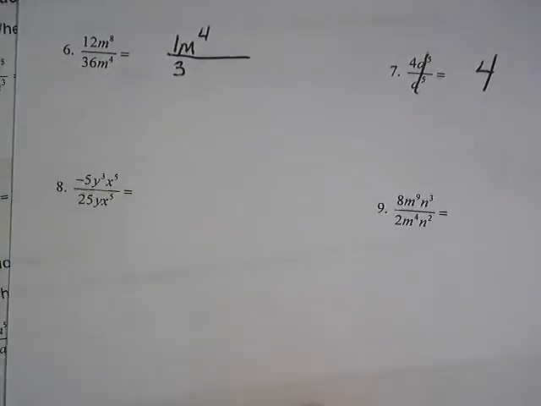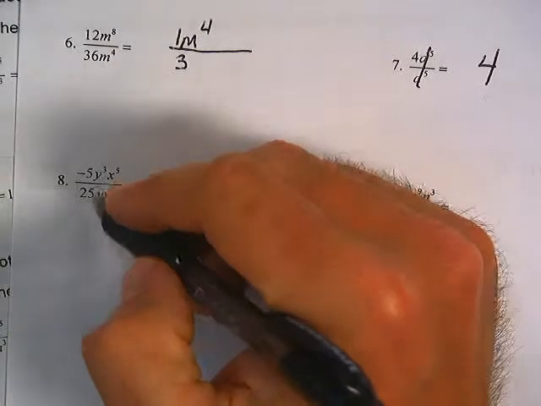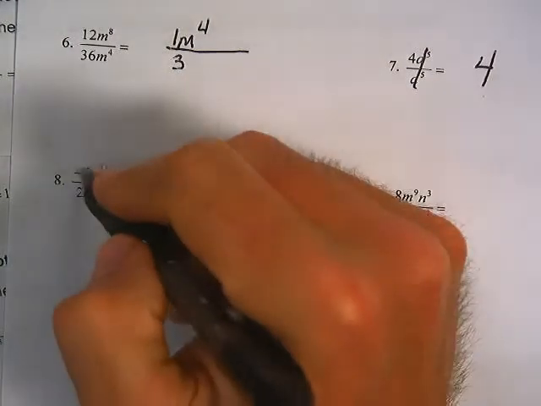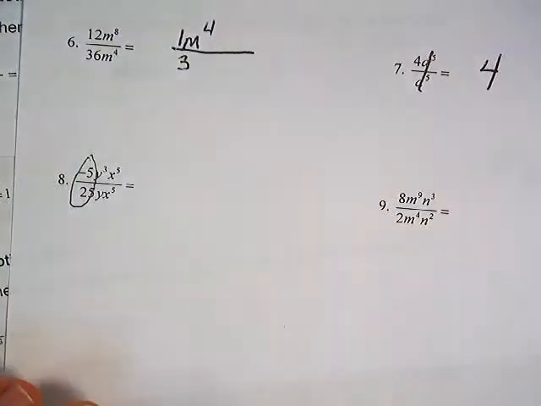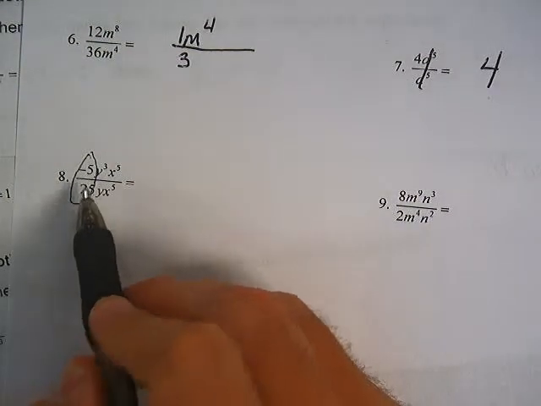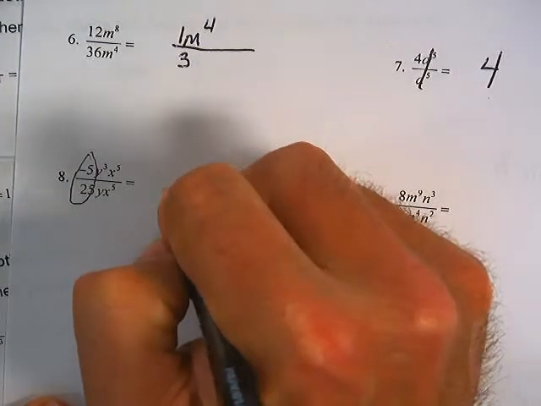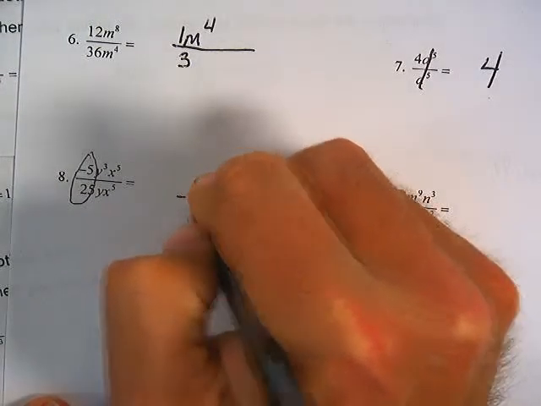Okay, now, on number 8, where is it larger? Just start with the coefficients. Where is it larger, on top or bottom? On bottom. What is 25 divided by negative 5? Negative 5. And it's going to be on the bottom.